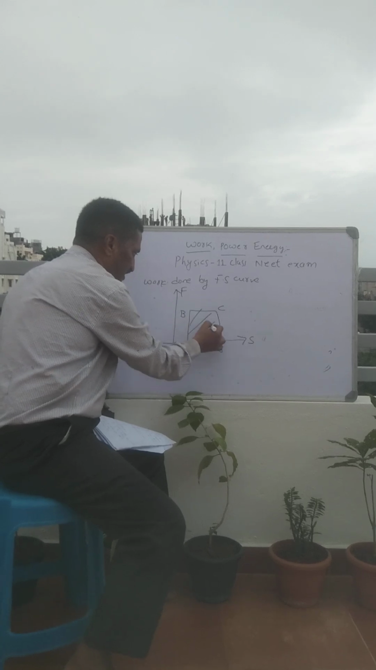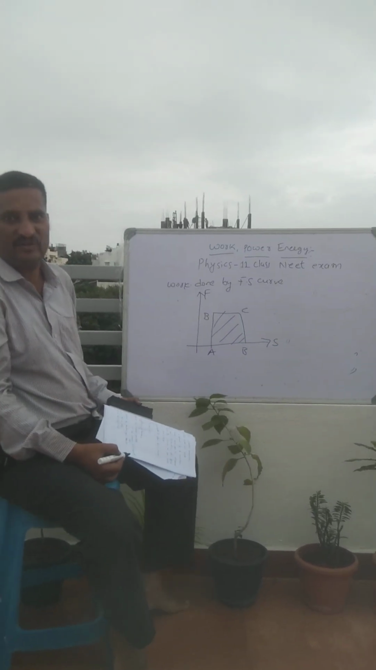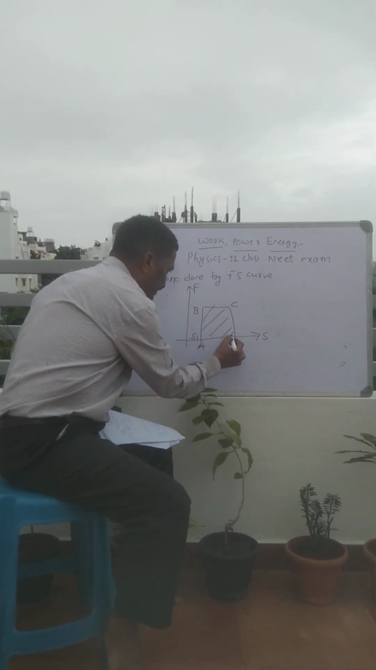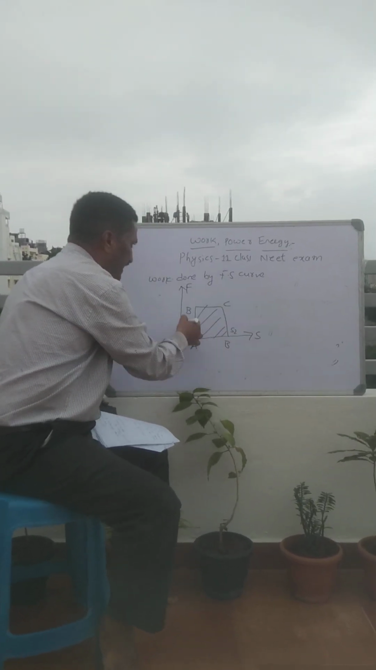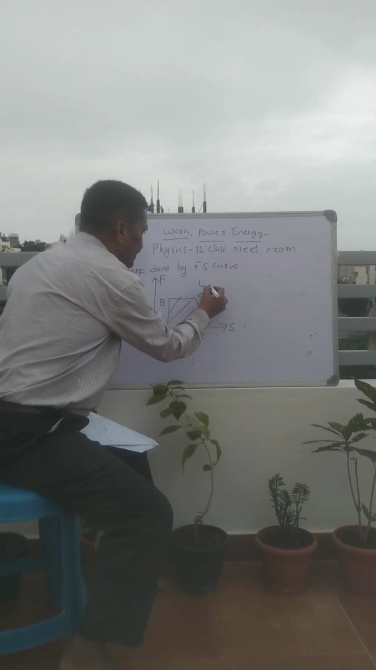Now I will mark it like this. You want to calculate the work done under this area. Work is what you are going to calculate under this area. This is point S1 and S2, the displacement. Now I want to calculate the work done under this Fs curve. How do you calculate it? Simple.